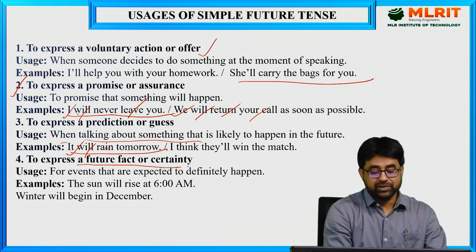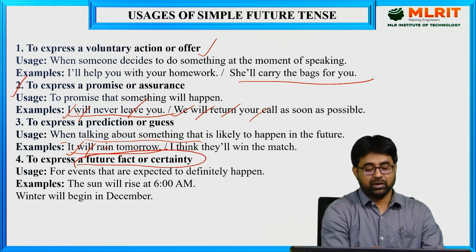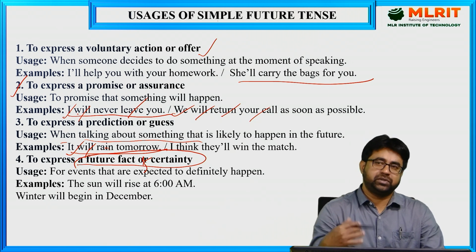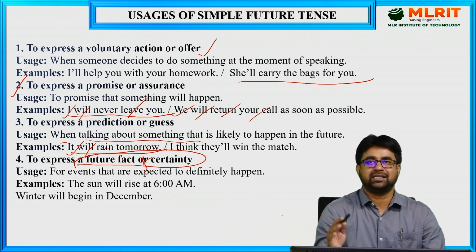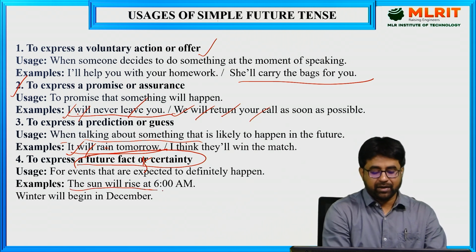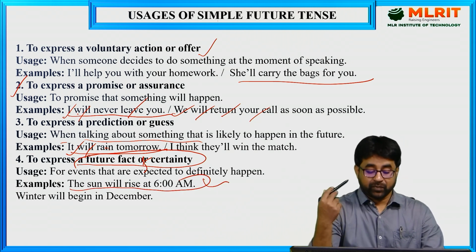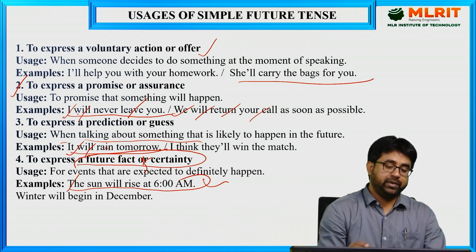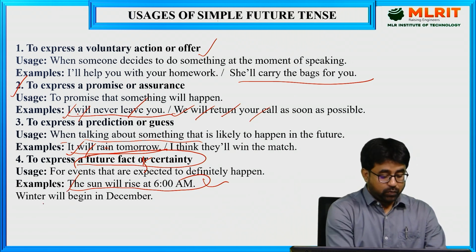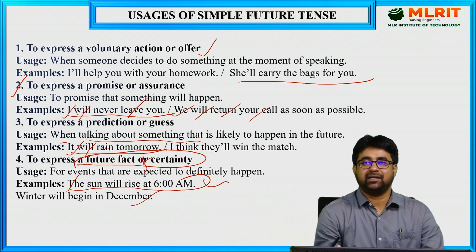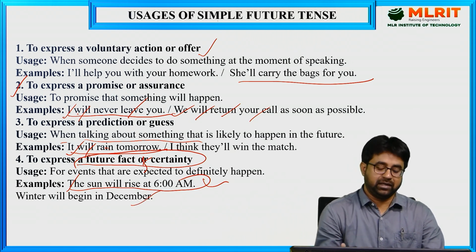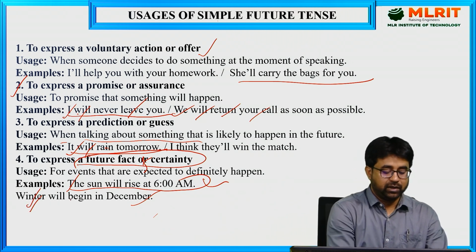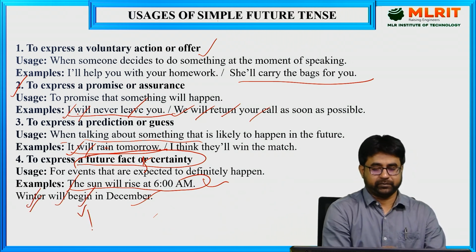To express a future fact of certainty. If we're talking about a future act which is certain, then also we can use simple future tense. The sun will rise at 6 a.m. This is a certain event. This is going to happen. So which tense am I using? Simple future tense. Winter will begin in December. Again, it's certain. So which tense am I using? Simple future tense. Subject will plus V1.